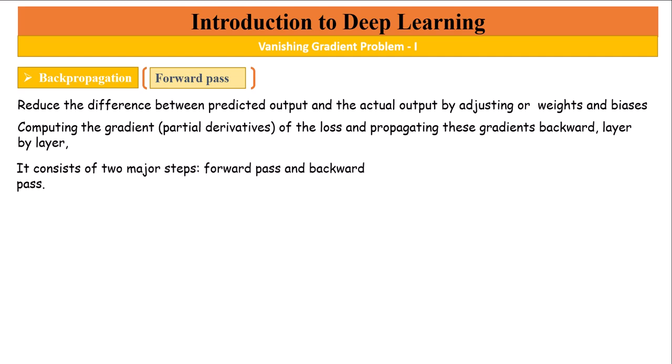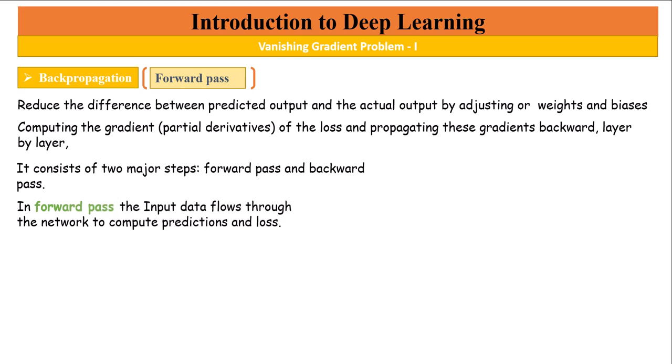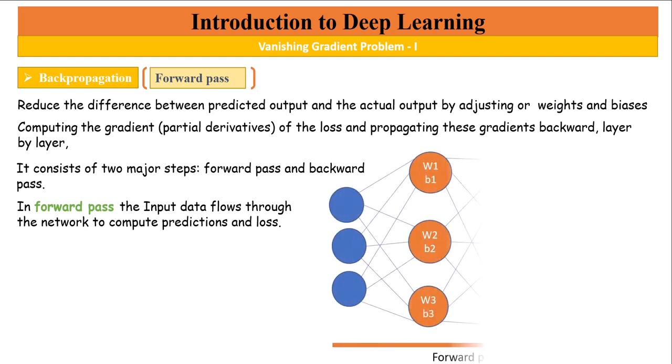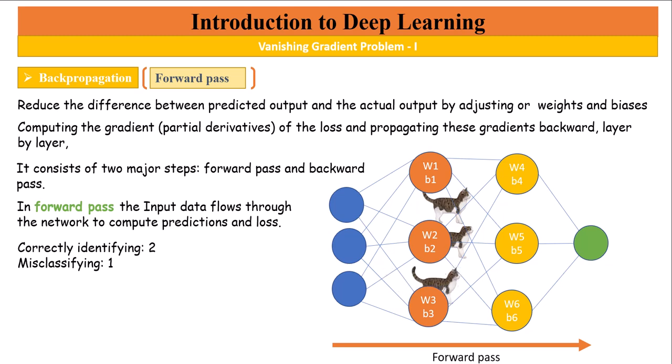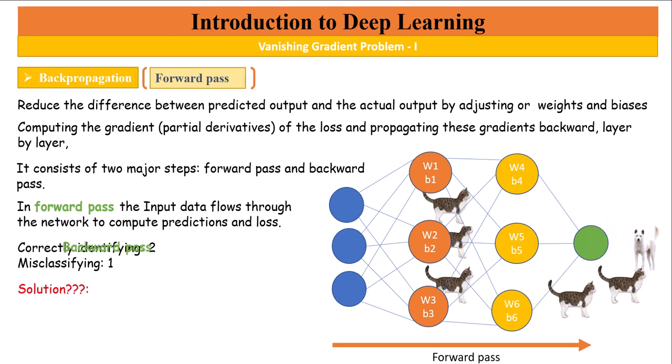In the forward pass, the input data flows through the network to compute predictions and loss. Watch this animation, which illustrates the forward pass in a neural network. The network processes 3 cat images, correctly identifying 2 while misclassifying 1. This demonstrates that the forward pass can sometimes lead to errors. To reduce these mistakes, the backward pass is applied, an essential technique for improving a deep learning model's performance.